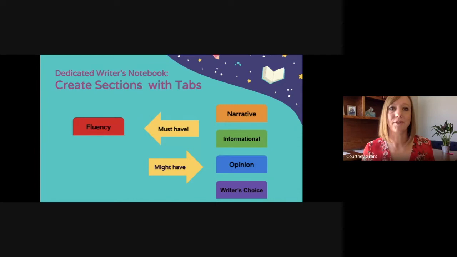So after you have your notebooks personalized, add some tabs to help organize your notebook. There's more than one way to use them well, but having a fluency practice tab is a must-have if fluency is your goal. I also like to add a writer's choice tab for student choice projects and free writes. And Abby also loves to add tabs for each unit of study in writing. So there's lots of options, and you can choose the option that works the best for you and your style of teaching.